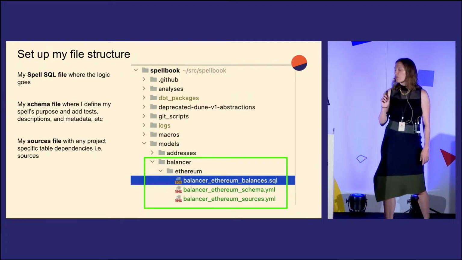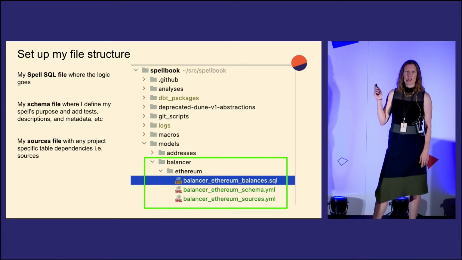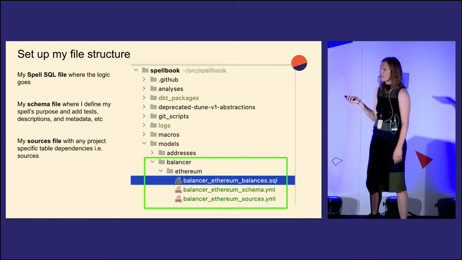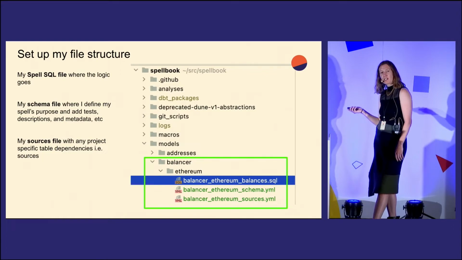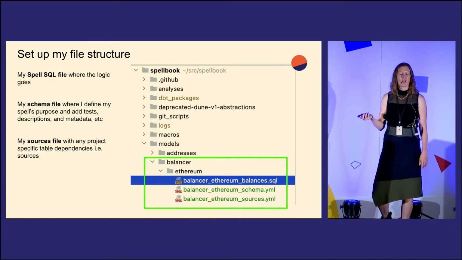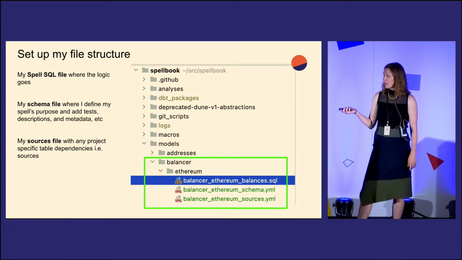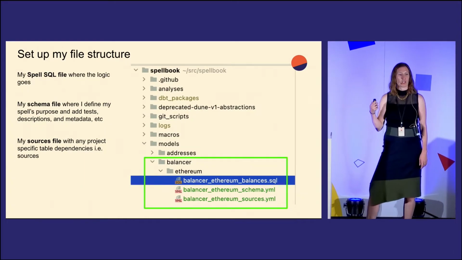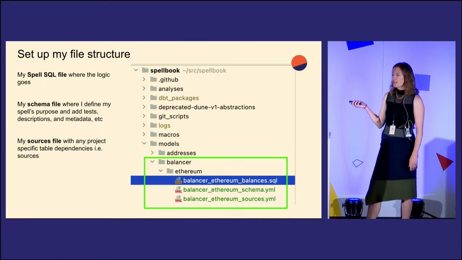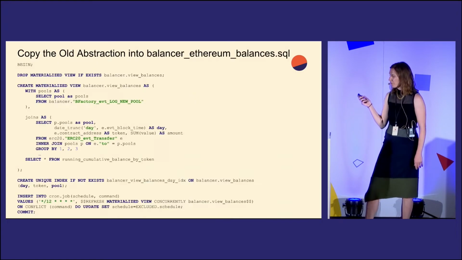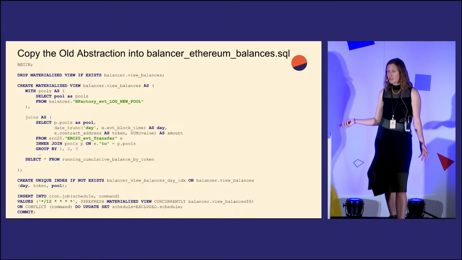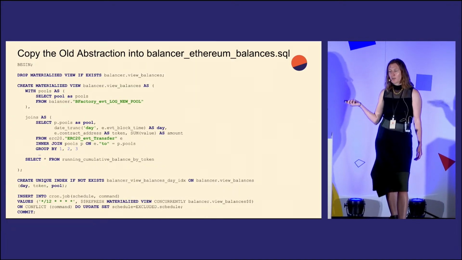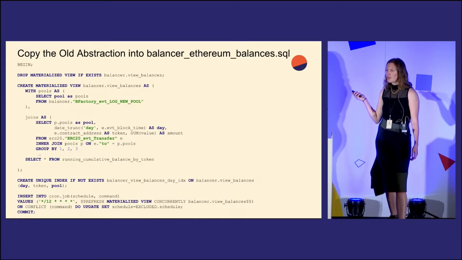Then we're going to create 3 empty files: one being your spell file, balancer_ethereum_balances.sql, then balancer_ethereum_schema.yaml, which is where you're going to describe what your spell is doing, and then a balancer_ethereum_sources.yaml, which is going to describe the dependencies that your model has. The first step is super easy, just copy and paste. Copy the old abstraction and paste it into the new file you created.